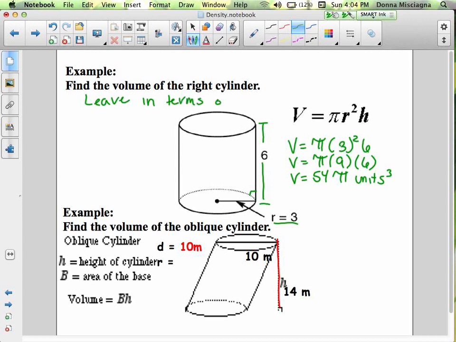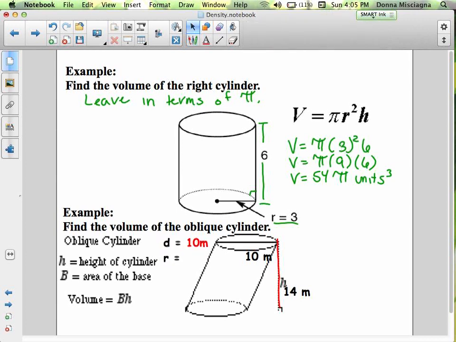We only ever change out of pi if we're trying to calculate the radius. We're given the volume and we want to find the radius or the height, and we don't want to have pi in our answer. Then we'll approximate, but otherwise we want the exact answer. So leave your answer in terms of pi.